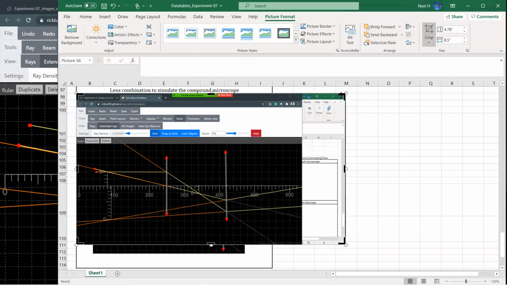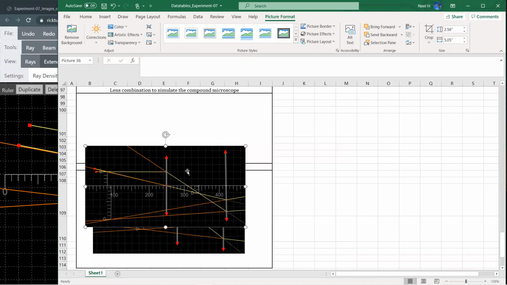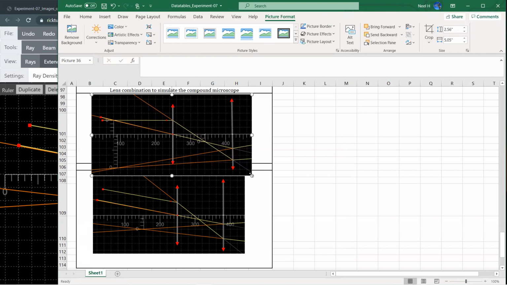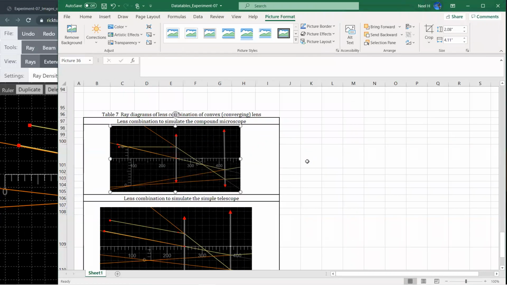So let's crop this out. Now I'm observing an object much closer, but the magnification is what we're more interested in there also. So let's do the images, they should go here.